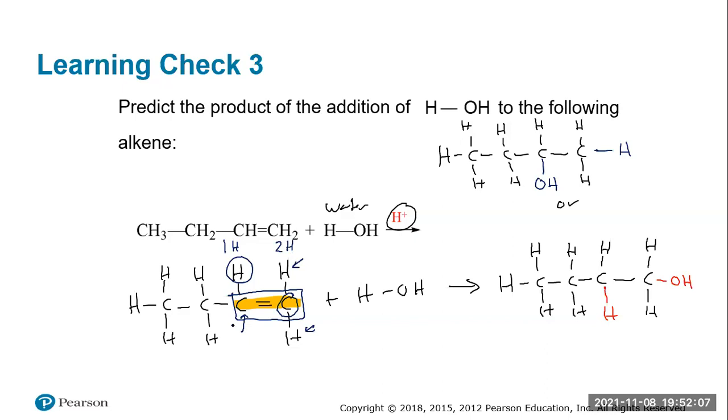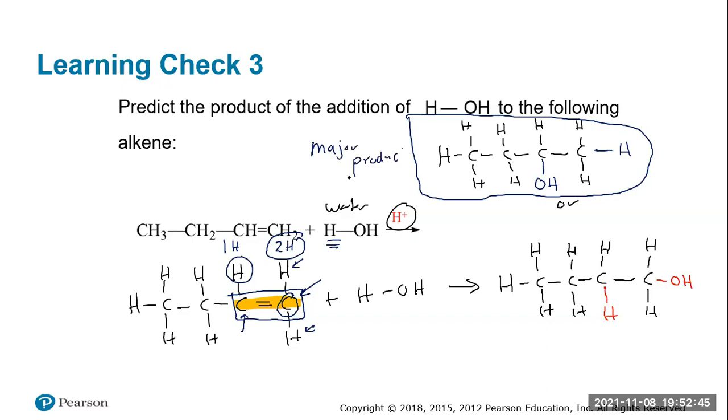So based off of that rule, the hydrogen that's coming in should end up over here at this carbon because it had the most hydrogens to begin with, which means this would be the correct formula for this product, where the hydrogen ended up on the right-hand side where it had more hydrogens to begin with. OH ended up on the other side of the bond where we had the least number of hydrogens. This is what is considered the major product here, and that is always what you should aim to draw.